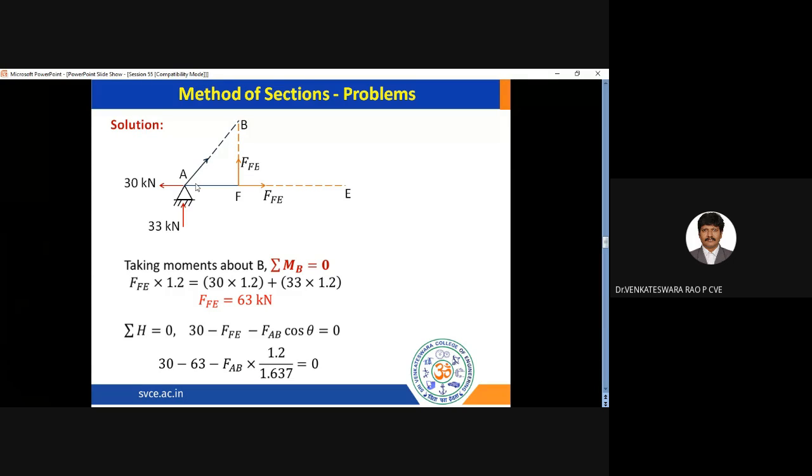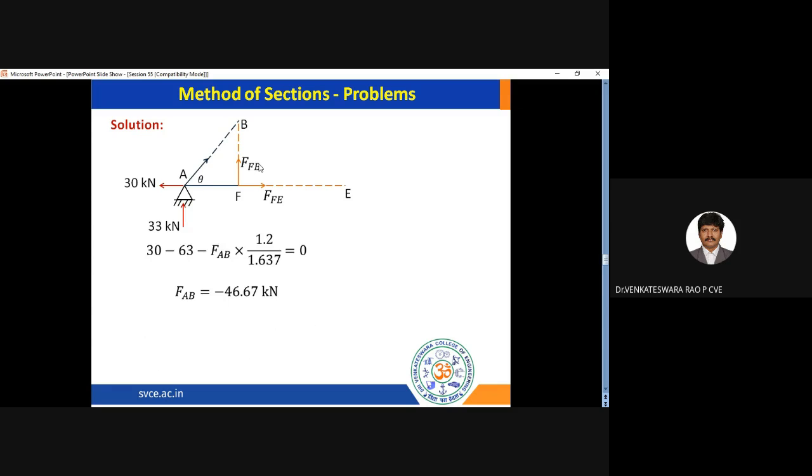So FAB cos theta is on the right hand side, and similarly FFE is also on the right hand side. So minus FFE, 30 on the left hand side, so left minus right is equal to zero. So 30 minus FFE, already I know 63, minus FAB into cos theta, which is 1.2 by 1.67 because the diagonal is root of 1.2 square plus 1.2 square, is equal to zero. And with this, I can calculate FAB, but AB is not asked in the problem. Still, it is required to find out another member force, FFB. That is why we did that calculation of FAB.